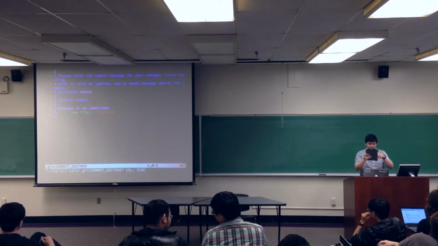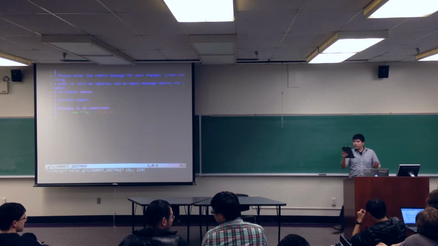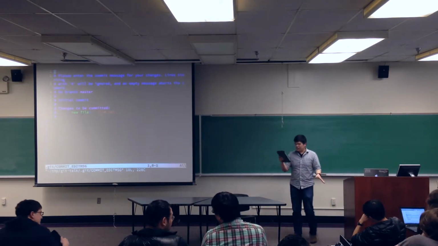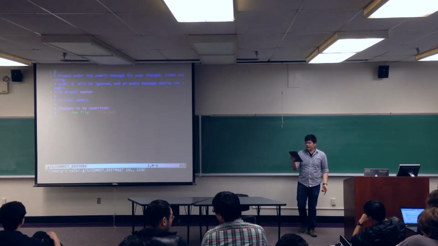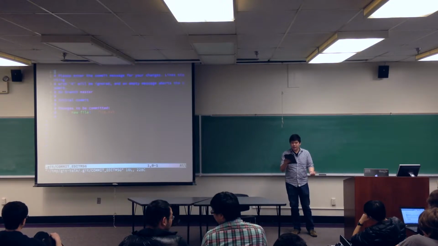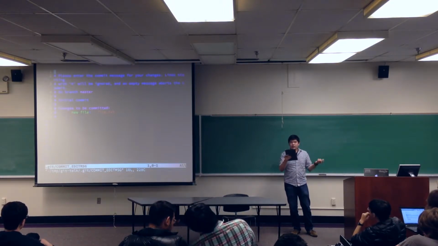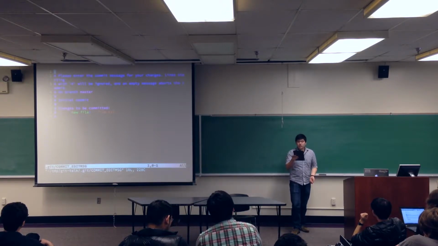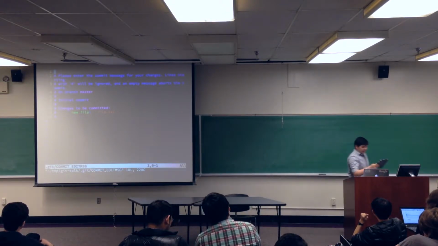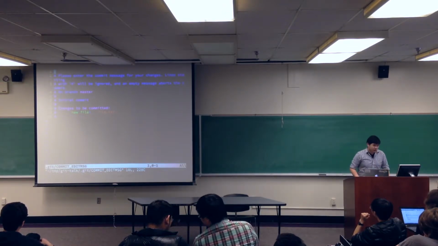So, commit messages. Don't use git commit -m with the message in there, because it'll try to force you to make short messages. Generally, you want to start with a verb, make it present tense, and succinctly say what you did. So, for examples of good commit messages, I guess I'll just pull this up.